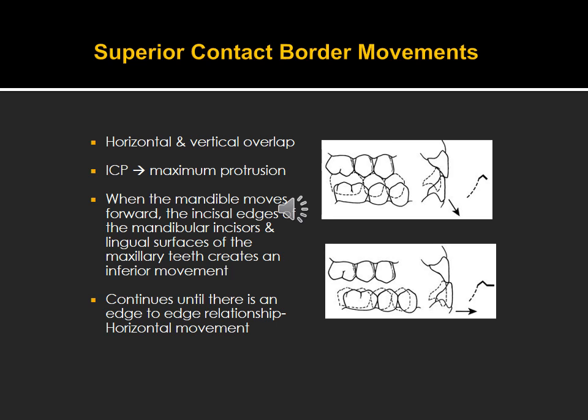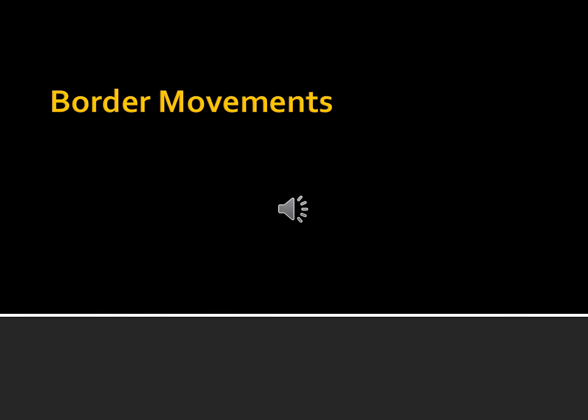So if you look at the superior border, we have a small downward line and then a straight horizontal line, which represent first the downward movement of the lower incisors against the palatal surface of the upper incisors, and then when we reach edge to edge, the movement starts to be horizontal. And when we draw these lines, it represents what we call the superior contact border movements. In the next slides, we will talk about the different movements in different axes and different planes.